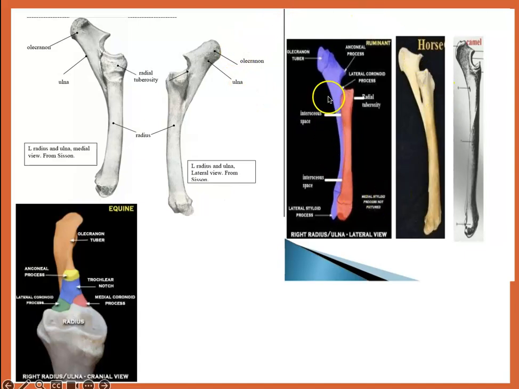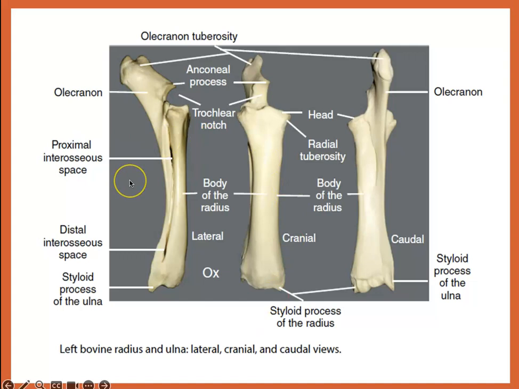You can see also here in the case of the bovine, the radius and ulna are connected, leaving one proximal and one distal interosseous space, and the distal end of the ulna forms what is called the styloid process of the ulna, right? And also the radius has a styloid process, as we mentioned, which is important to articulate with the first row of the carpal bones.